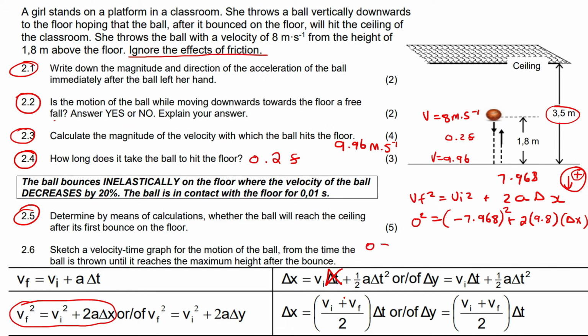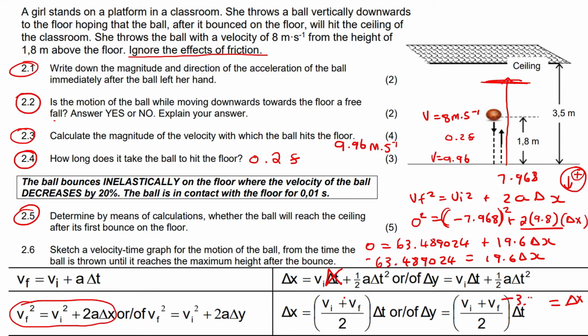Okay, so that's going to give us 0 is equal to 63.489024. It's a positive. Make sure you put this in brackets. And then this will become 19.6 delta x. And take the 63 over to the other side. Now just divide both sides by 19.6, and what we should find is that delta x will be, so you'd end up with a negative 3.24 meters.